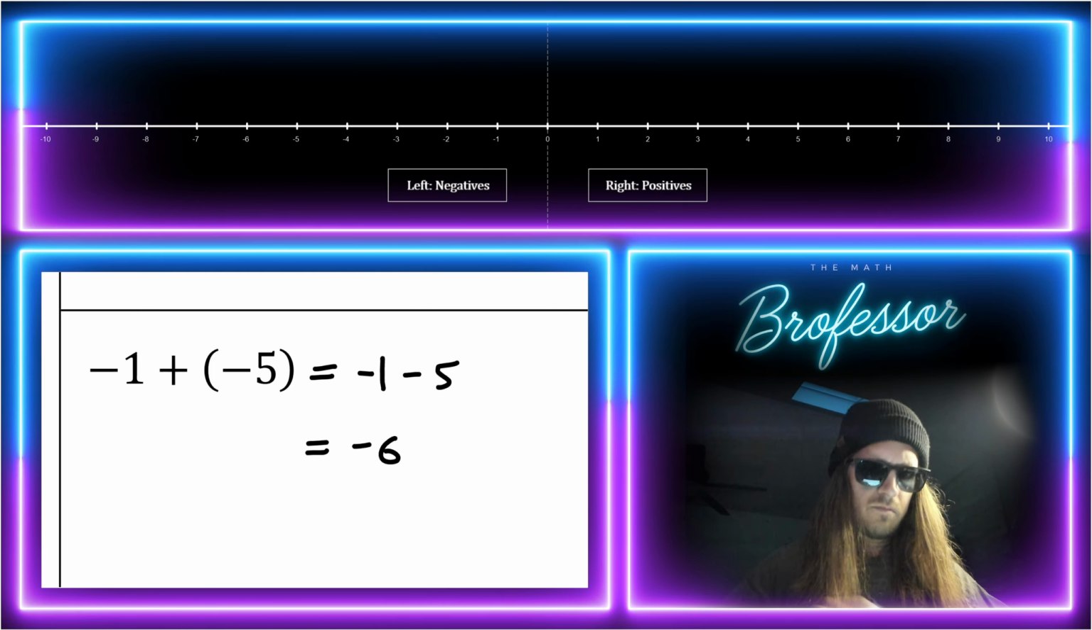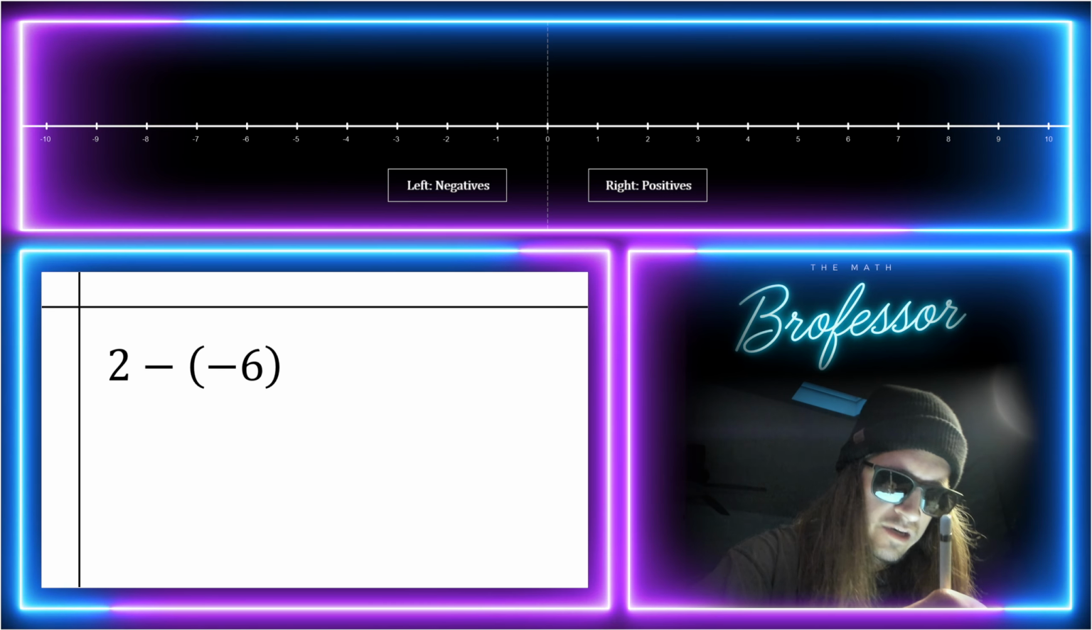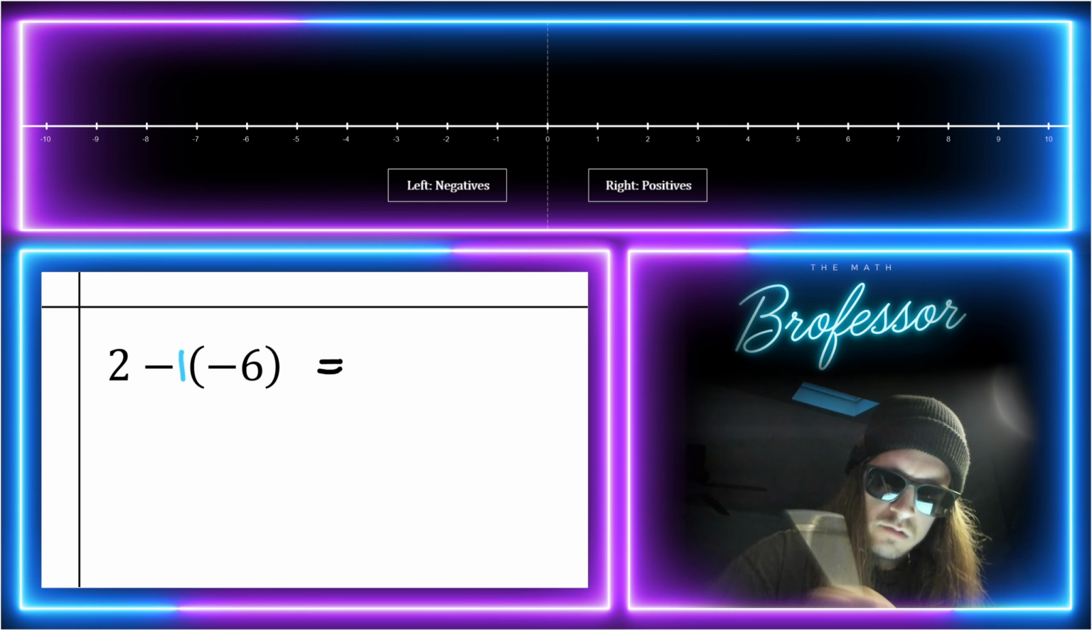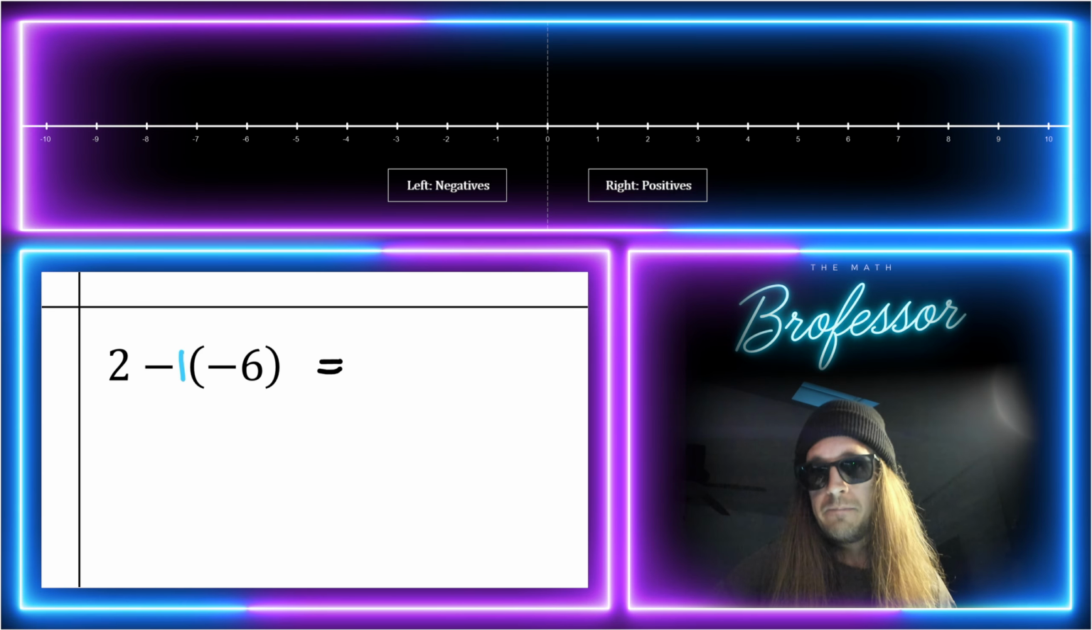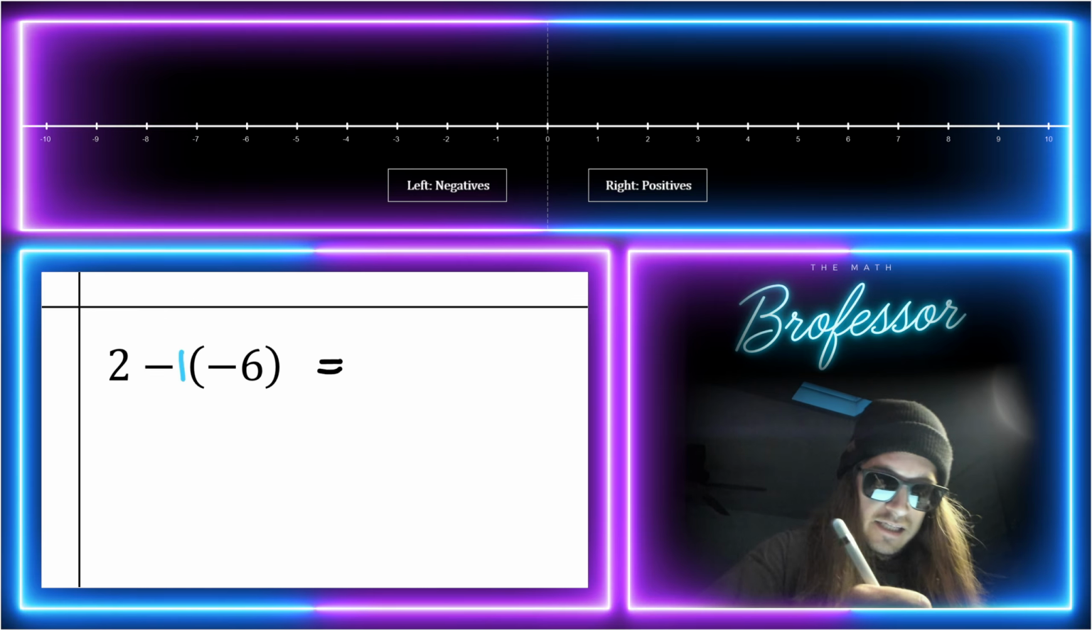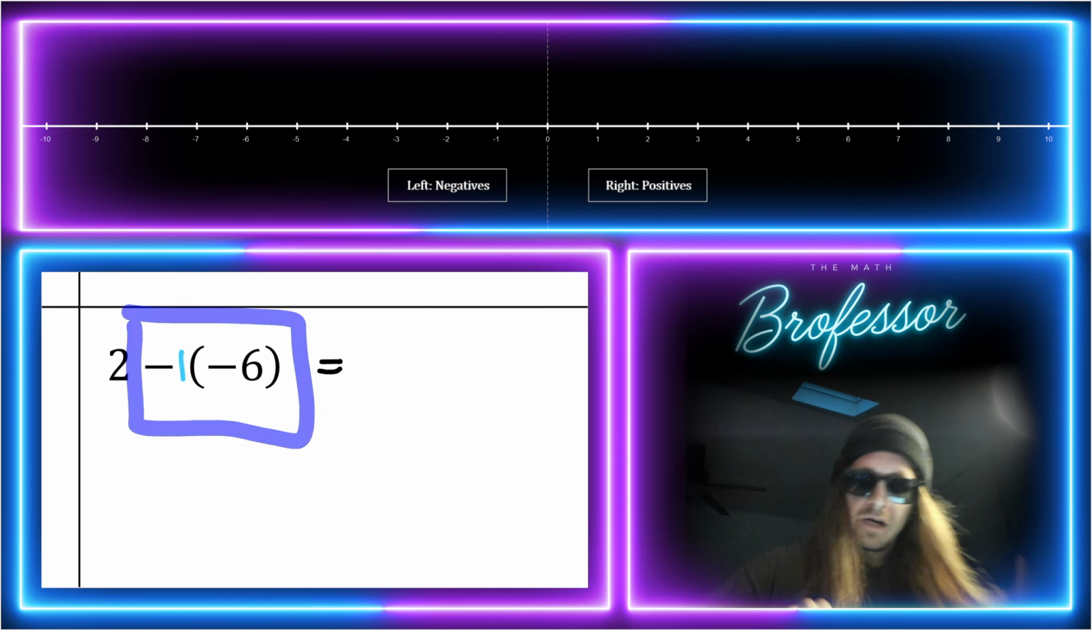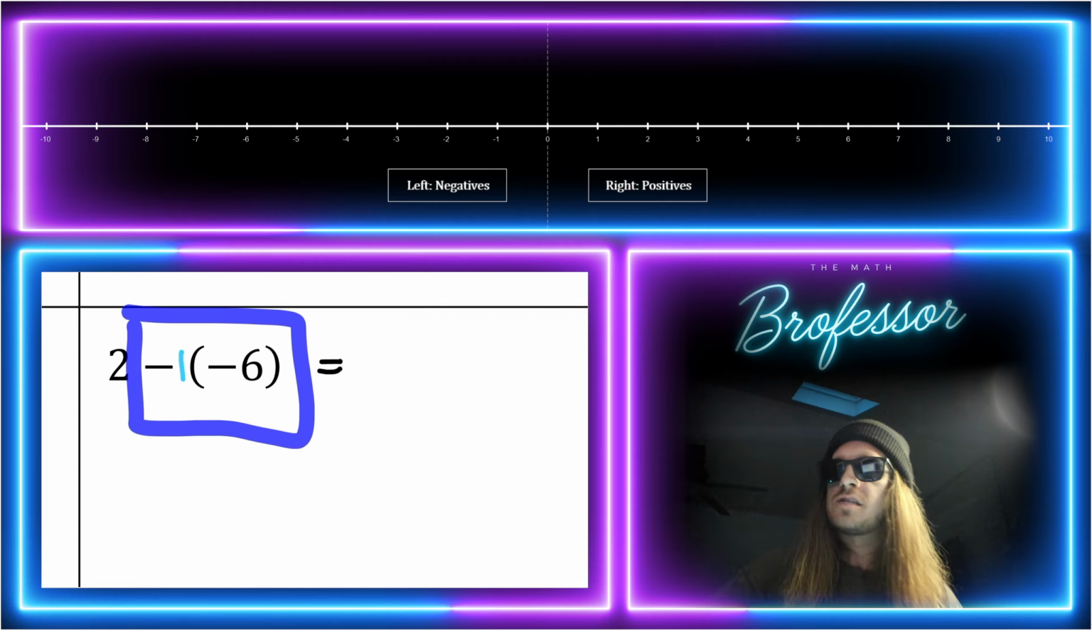All right, here we go. Double negatives. 2 minus negative 6. So I'm going to teach this with that implied 1 like I did earlier. You could stick a 1 here. There technically is a 1 there. And let's simplify this. Not the 2. I'm going to ignore the 2 for now. Let's simplify everything in the blue box.